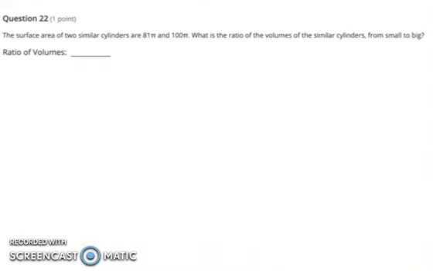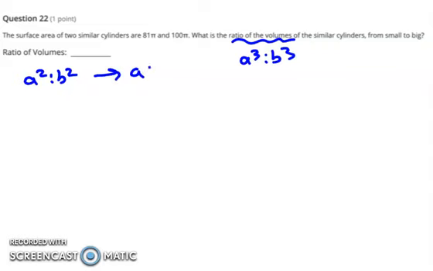Okay, question 22. Surface areas of two similar cylinders are 81 pi and 100 pi. What is the ratio of the volumes? So they just want this. Right now we have this. So we need to turn that into a to b, so we can turn that into a cubed to b cubed. So right now we have 81 pi over 100 pi.